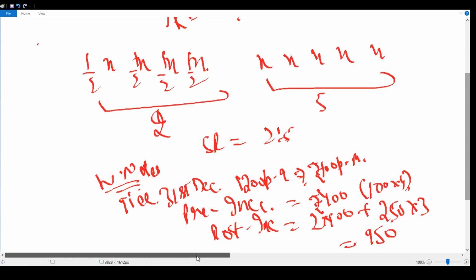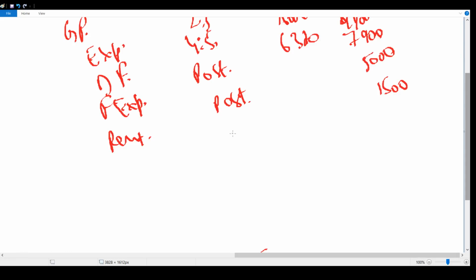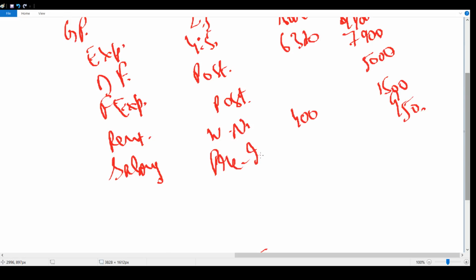So transfer this amount from the working notes, 400 and 950. And manager salary is actual to pre-incorporation, 2,000.